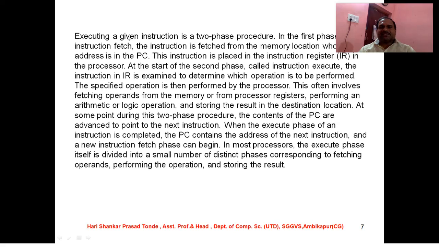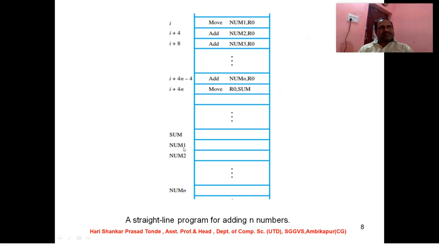How the execution is performed is that executing a given instruction is a two-phase procedure. In the first phase, instruction fetch, the instruction is fetched from the memory location whose address is in the program counter, and this instruction is placed in the instruction register IR in the processor. At the start of the second phase, called instruction execute, the instruction in IR is examined to determine which operation is to be performed. The specified operation is then performed by the processor. This often involves fetching operands from memory or from the processor registers, performing an arithmetic or logic operation, and storing the result in the destination location. So this is the structure.